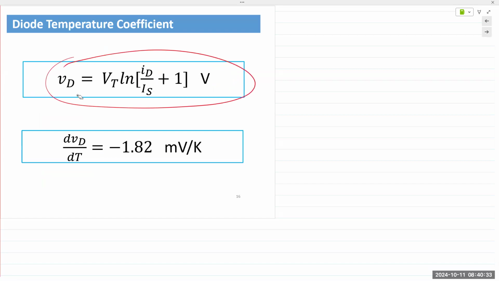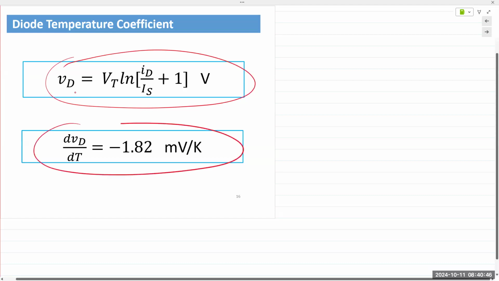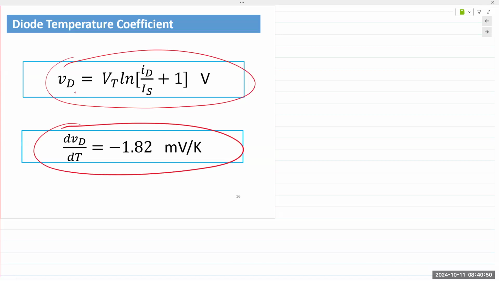And when we solve for the derivative of the diode voltage with respect to temperature, the thermal voltage, we get a very linear relationship and a fixed value of minus 1.82 millivolts per Kelvin. This is highly linear. So the diode voltage changes as a function of temperature.